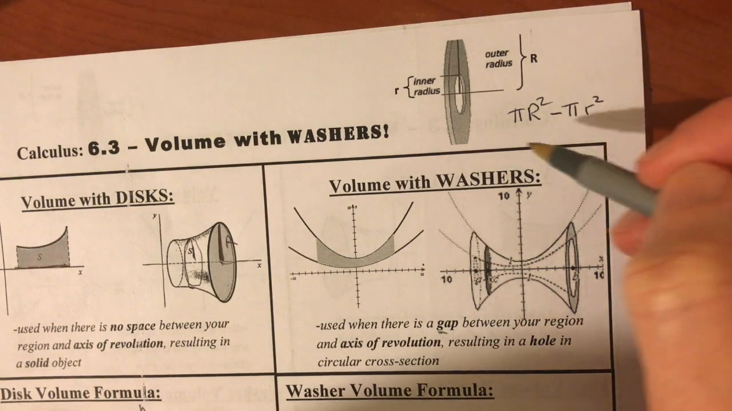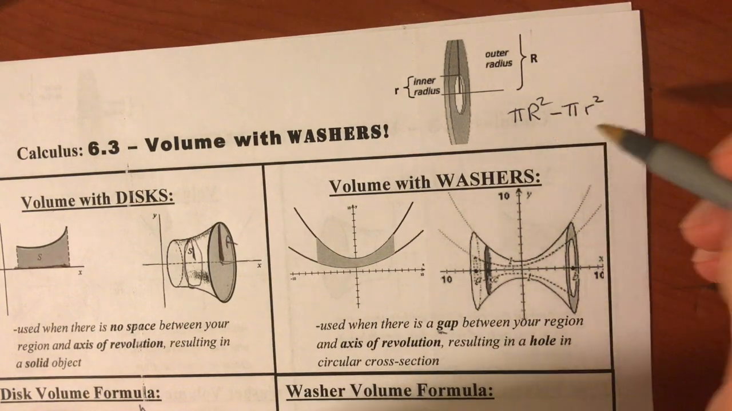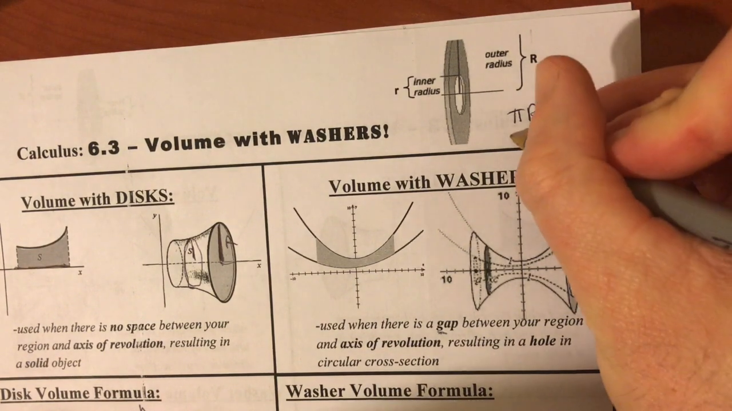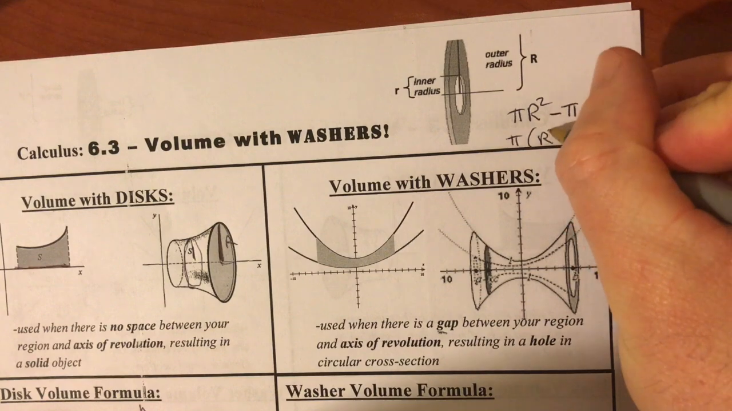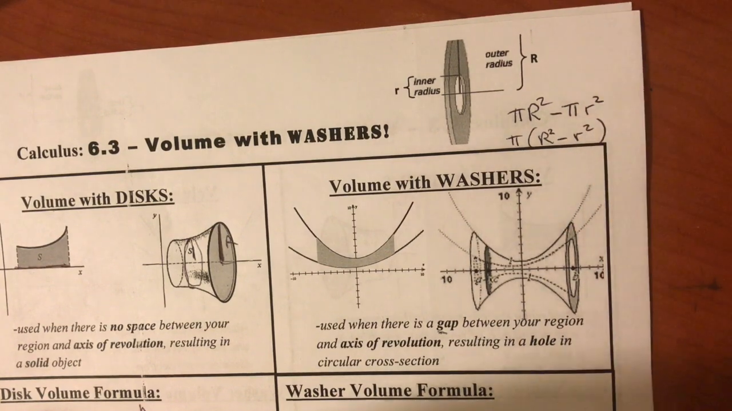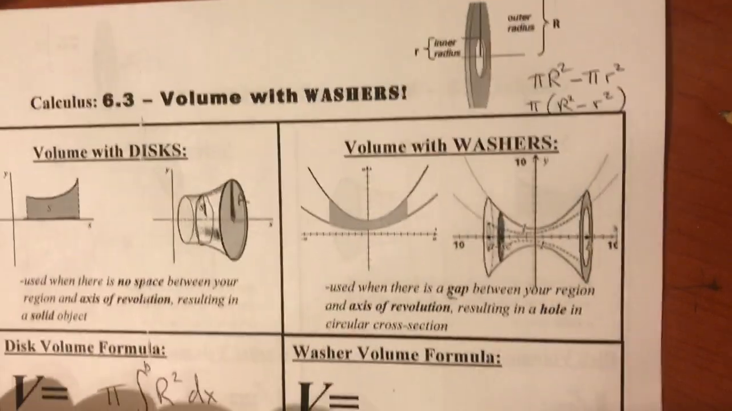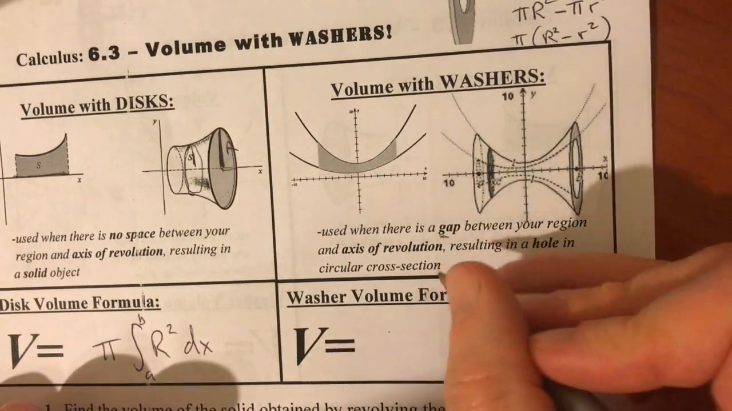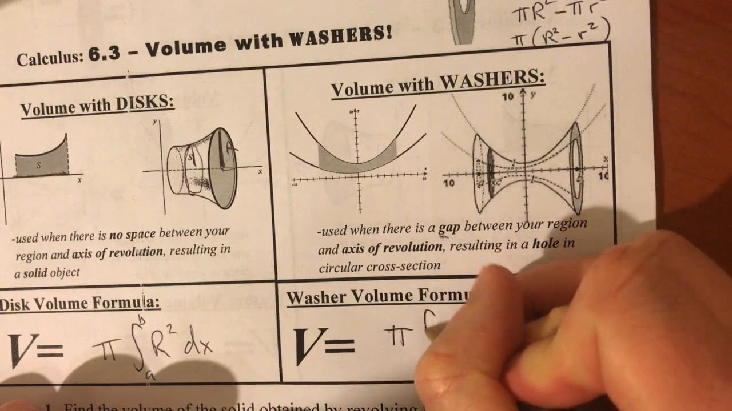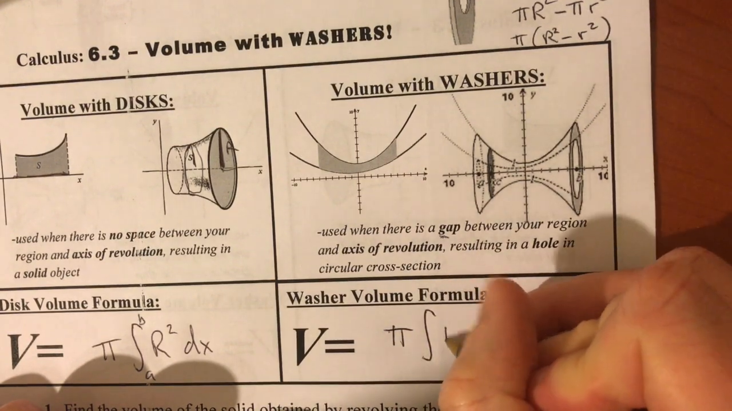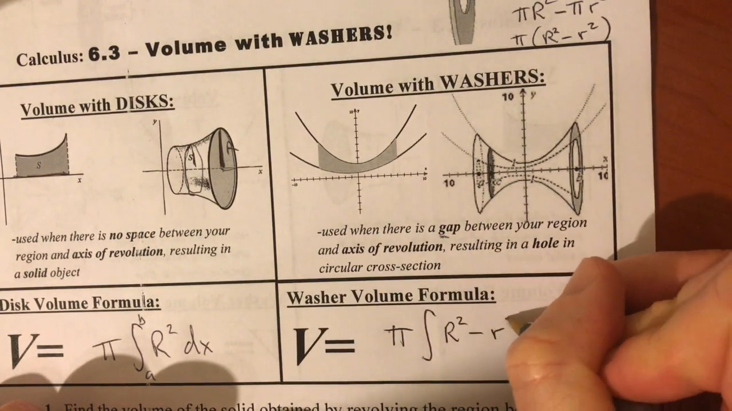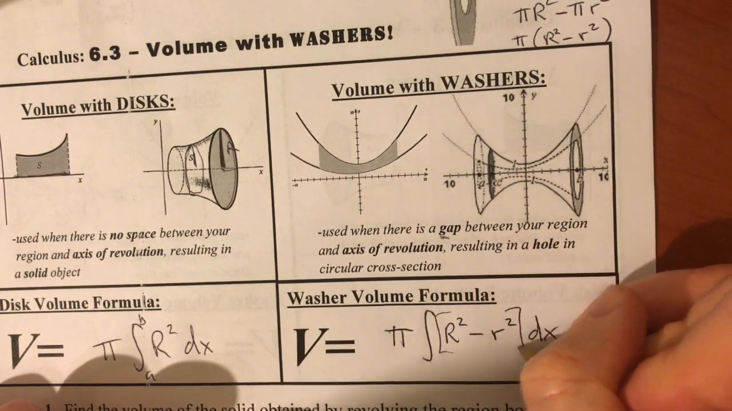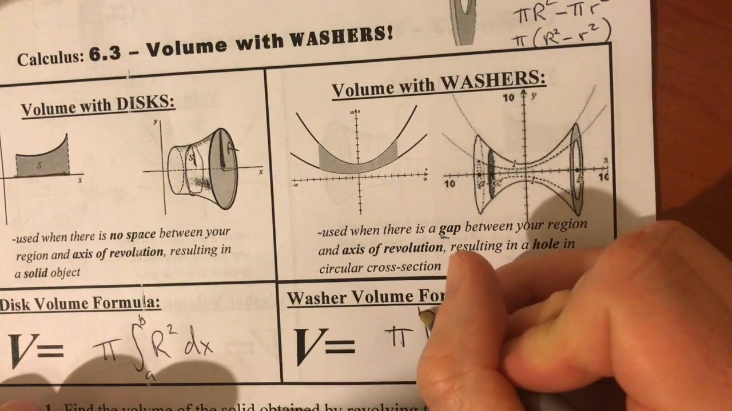It doesn't really matter what you want to call them, A, B, whatever, F, G. But pi R squared minus pi r squared, and since pi is the same, we could factor that out, and you're really dealing with pi times R squared minus r squared. So that is your washer formula, really. It's just pi times the integral of R squared minus little r squared, and again, dx or dr or whatever it may be, from a to b.